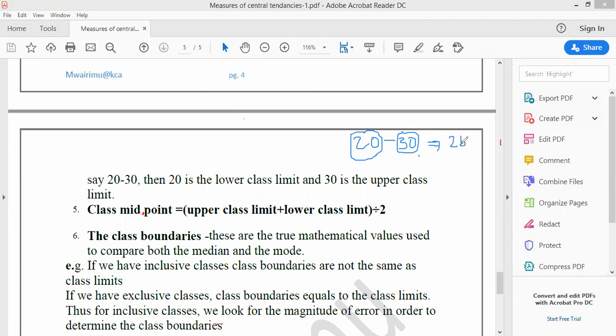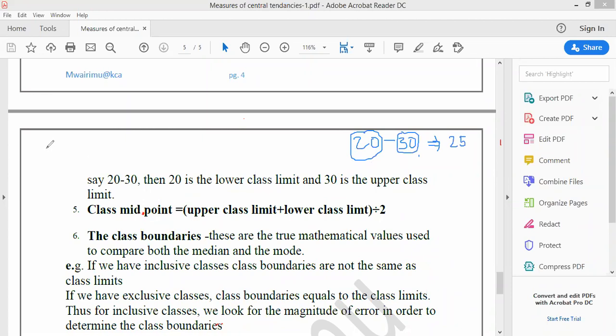And you'll do this for all the classes in your distribution. A good example is when you require the midpoint in the computation of the mean as well as the standard deviation of your data. To get the midpoint, I've said, take the upper class limit, add it to the lower class limit, and that sum you divide by 2 to find the value that is midway in that particular class.